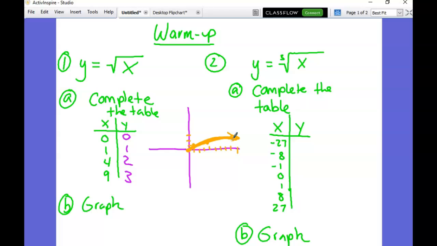Yes, I got it. Okay? That's what square root functions look like. They look like half of a sideways parabola. Okay? Let's take a look at the next one here.